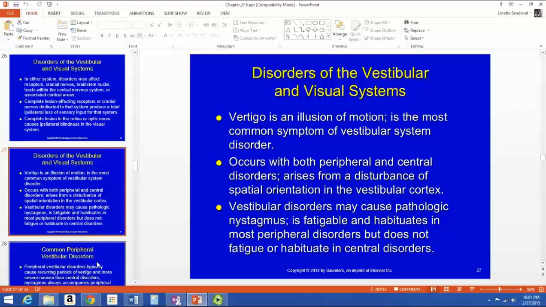So vertigo is an illusion of motion. It's the most common symptom of a vestibular disorder. You will hear people say it feels like the room is spinning, it feels like the room is rocking, it feels like I'm on a boat, that kind of thing. Those are a lot of times symptoms of vestibular disorders, and that is a common symptom.